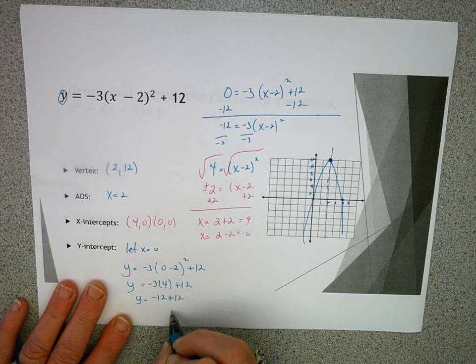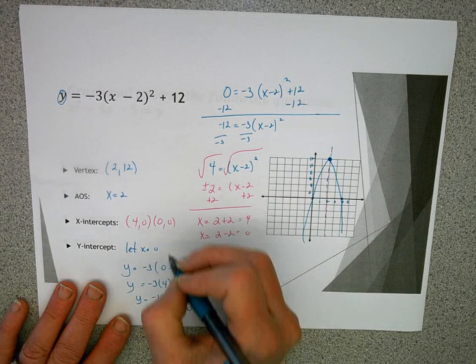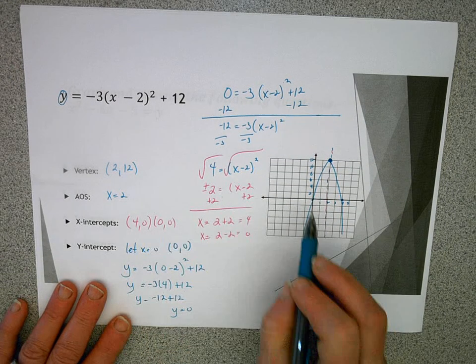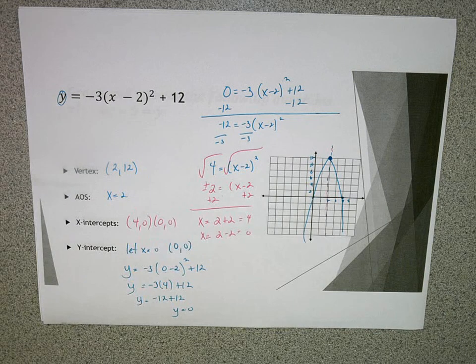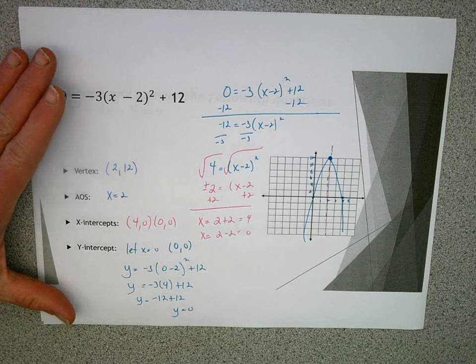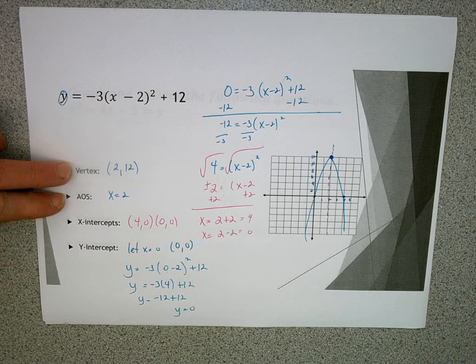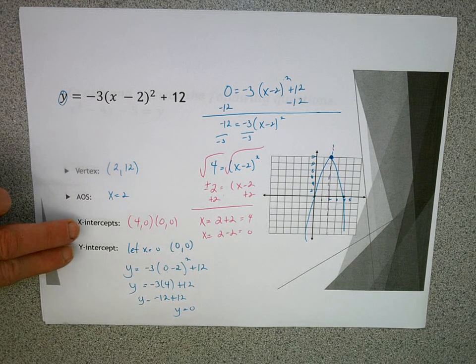So you get y equals 0. So our y-intercept is (0, 0), which we kind of already knew on this one, but you won't know it on the homework. So this one again was in vertex form. Really easy to find the vertex, line of symmetry. Not as easy to find the x-intercepts and y-intercepts.